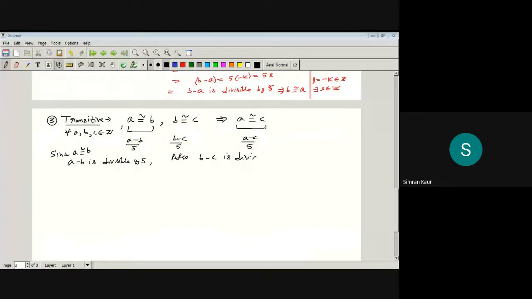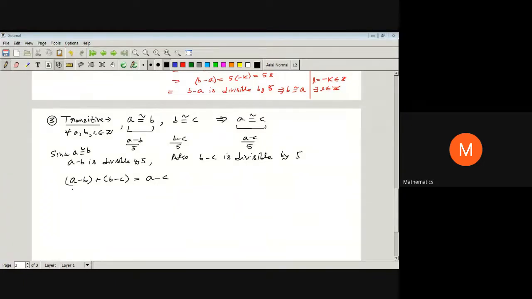If I add A minus B and B minus C, then this proves that A minus C is also divisible by 5. Simran, you have missed some steps. You are in a hurry. So try to write the correct proof.